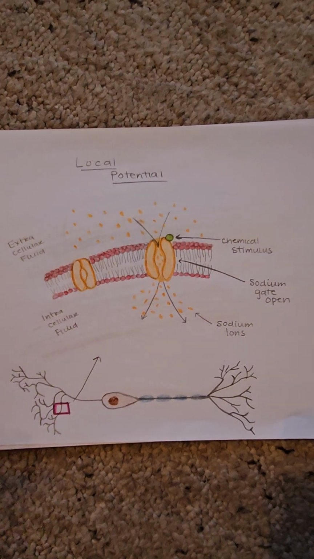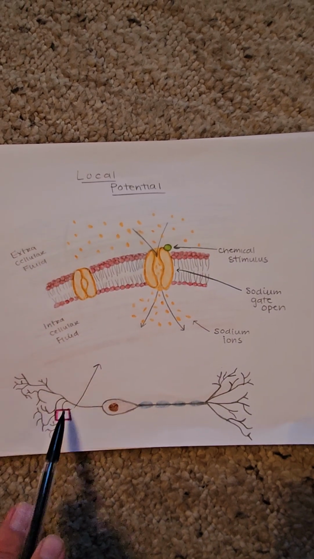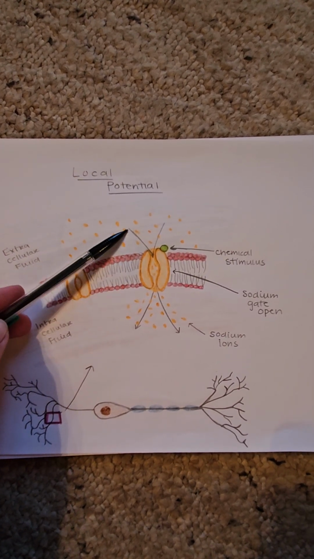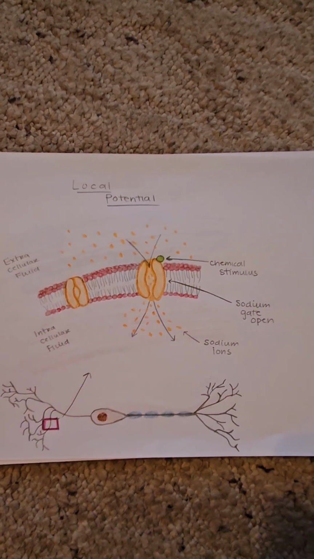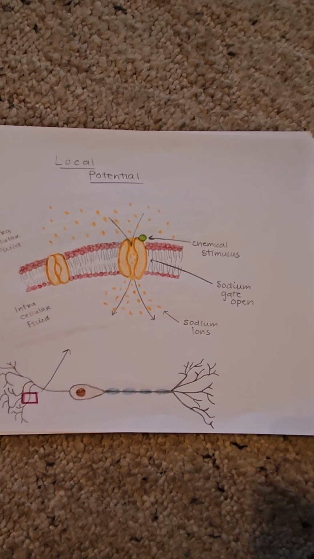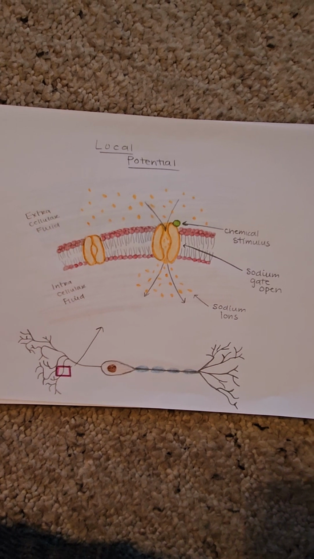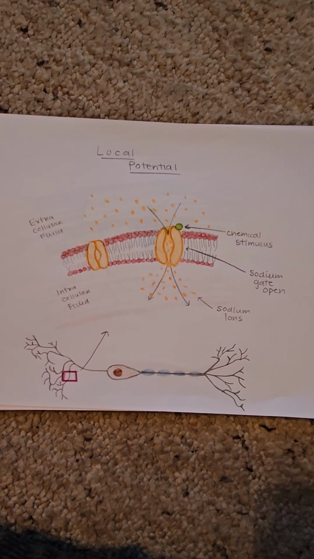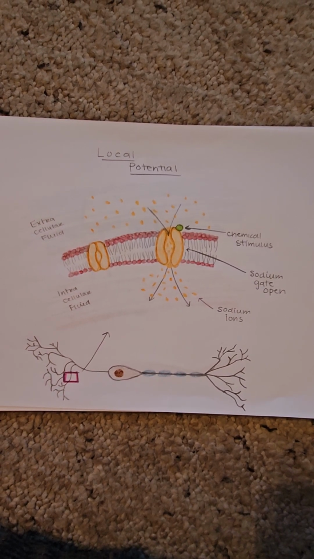The local potential is when there is a stimulus at the dendrite that causes an opening of sodium gates and diffusion of sodium ions into the intracellular fluid. This causes neighboring sodium gates to open as well, and if the stimulation is strong enough, it can progress through the plasma membrane of the soma and possibly to the axon hillock region. The positive shift in membrane potential caused by the influx of sodium ions is called depolarization.